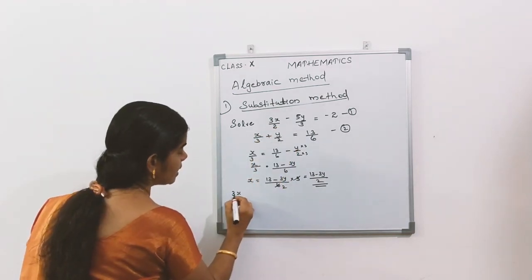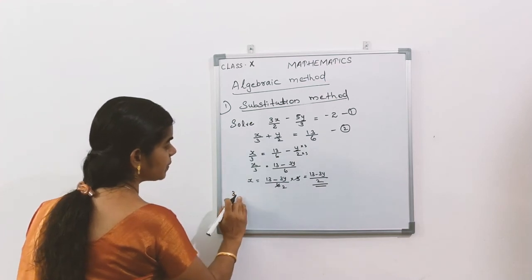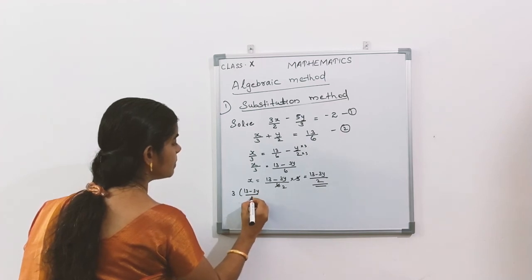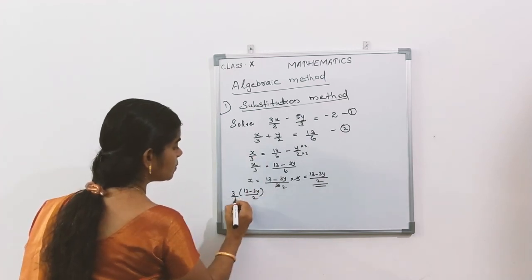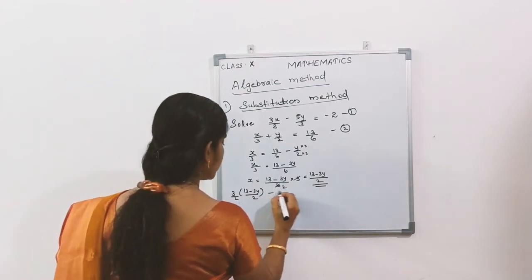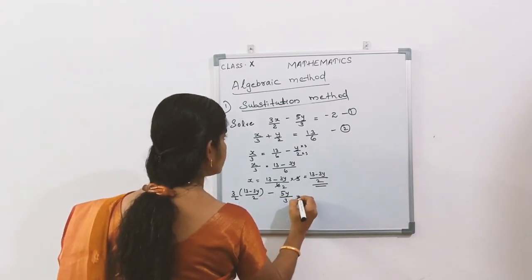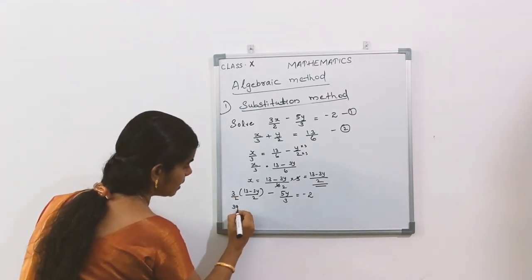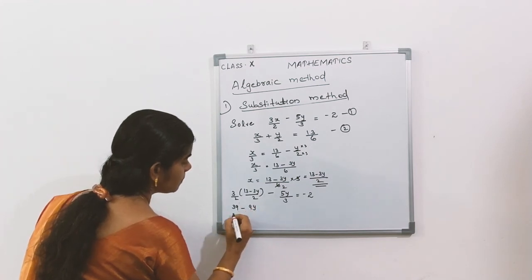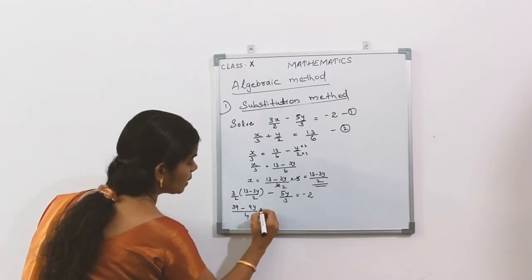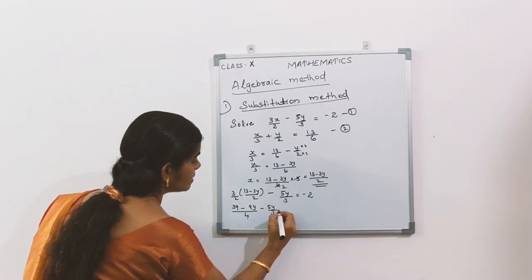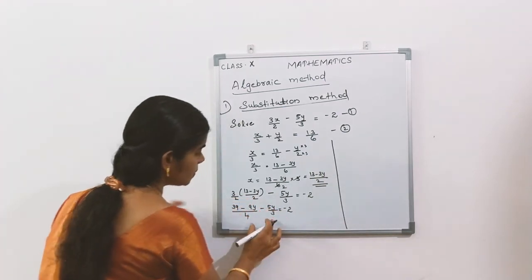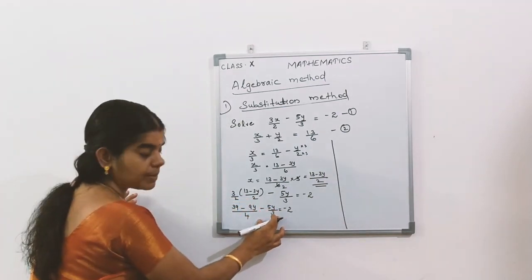Just look, 3x: in the place of x you want to give (13 minus 3y) by 2. Here 3 by 2 are already taken outside. Minus 5y by 3 equal to minus 2. Here 3 into 13 means 39 minus 9y, divided by 4, minus 5y by 3 is equal to minus 2. Then here also 4 and 3, 12 will be the LCM.